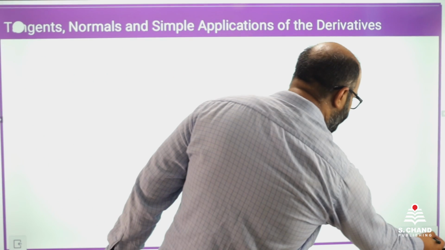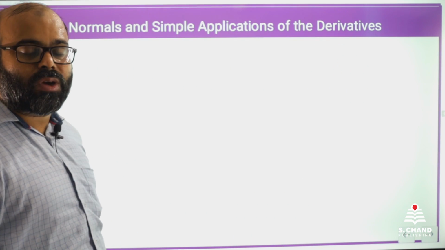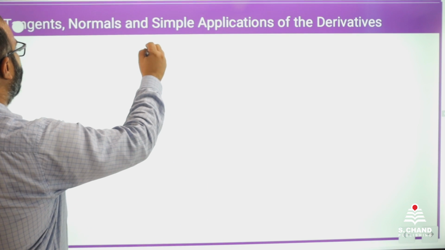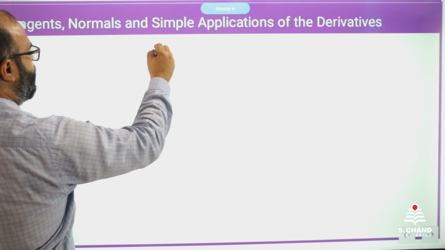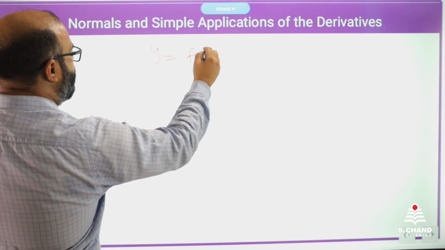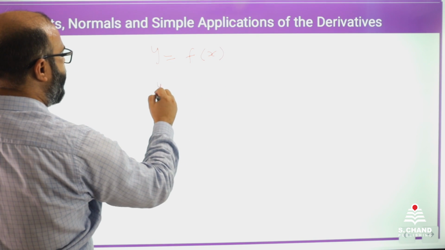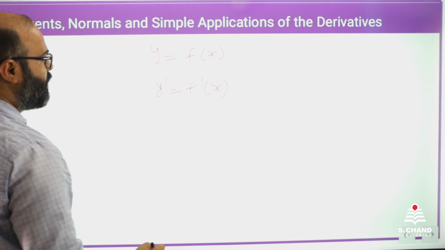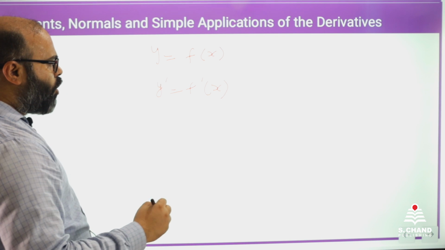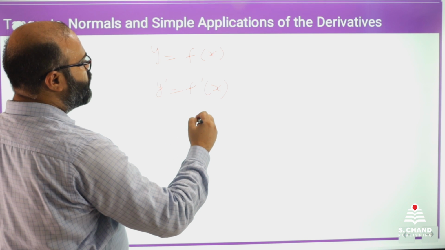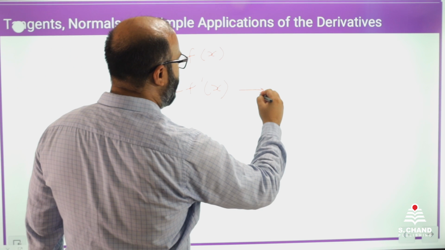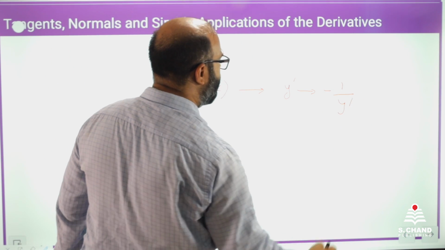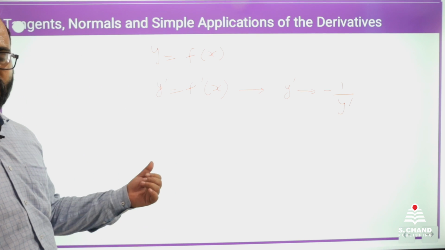Another thing is, if you have to find the family of orthogonal curves, and there is an equation given y is equal to f(x), then first of all let us differentiate it and find y dash, which is f dash of x. And then when we take the orthogonal curve in the equation, we will replace y dash by minus 1 by y dash. In that case, we will get the family of orthogonal curves.